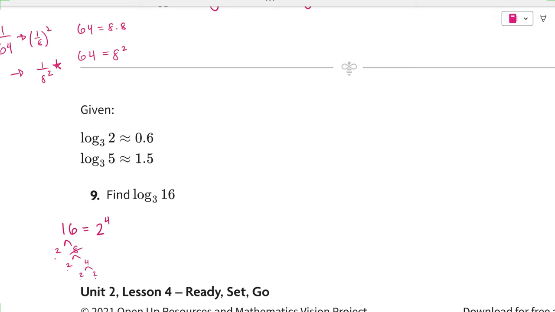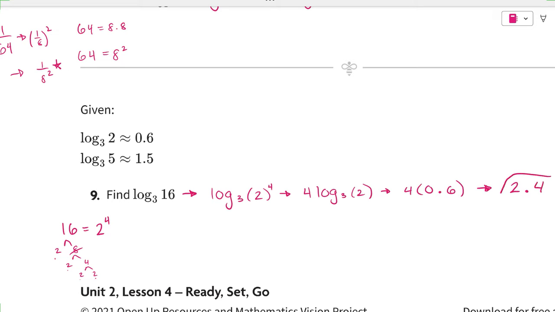So I'm going to use exponents for this one. I'm going to use the power property. So log base 3 of 2 to the 4th power, well, that can be 4 times log base 3 of 2. And we know that log base 3 of 2 is approximately 0.6. So 4 times 6 is 24. So 4 times 0.6 is 2.4.